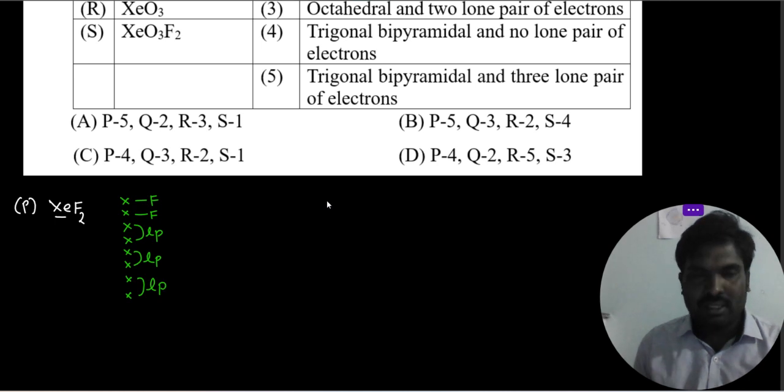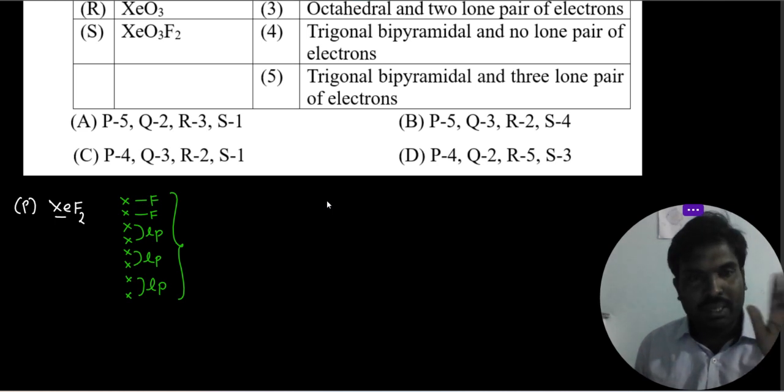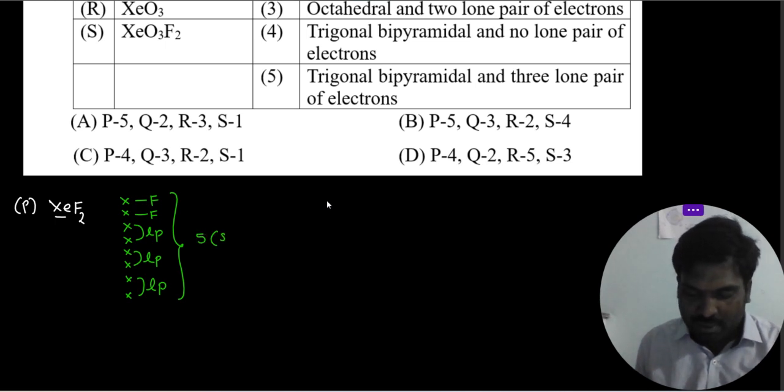This is the best trick. Now, how many lone pairs are there? 3 lone pairs. We have to count the lone pairs plus bond pairs, not electrons. 3 lone pairs, 2 bond pairs, total 5. 5 means sp3d hybridization.